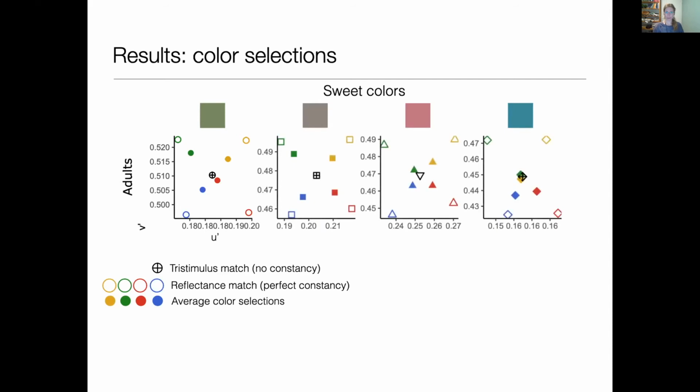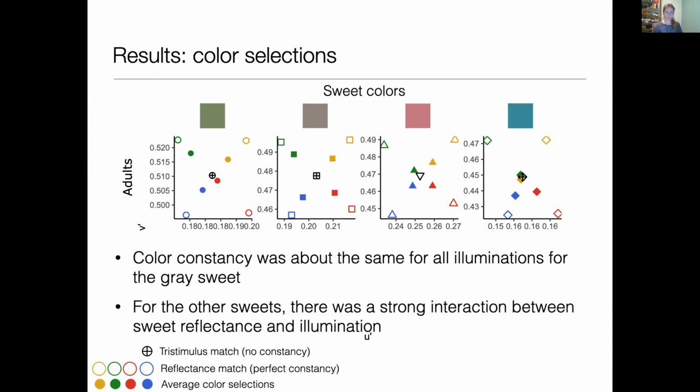And here I'm going to show you the data for all the suite colors. You can first see that for the gray suite, color constancy is about the same for all illuminations. The little square field squares are about equally distant between the tri-stimulus match and the reflectance match. But for the other suites, constancy really varies depending on the interaction between the illumination and the reflectance. For some illuminations and reflectances, constancy is really bad, and for some others, it's really good. So there is a strong interaction.